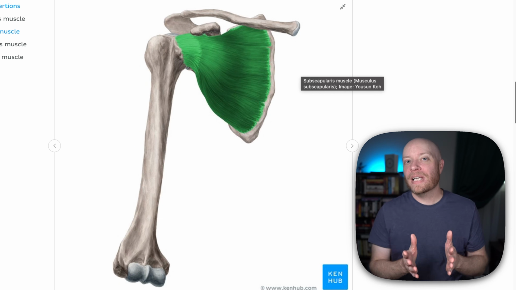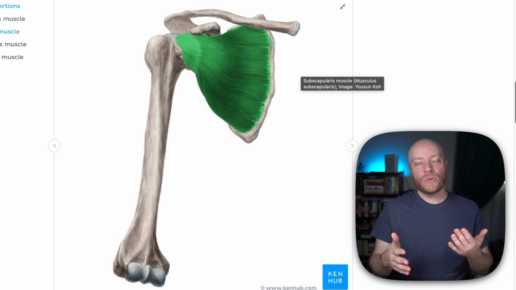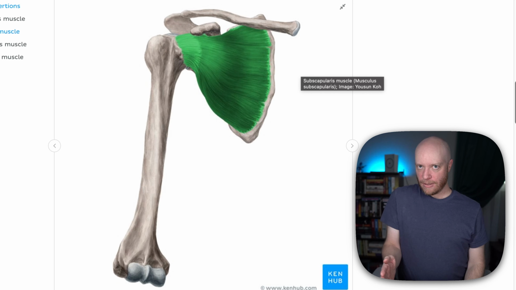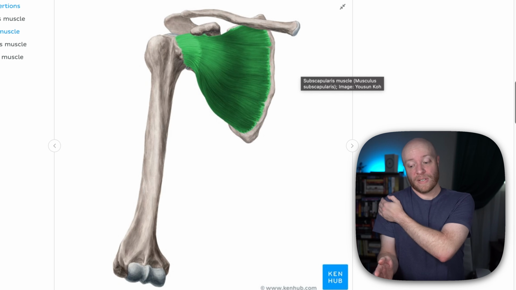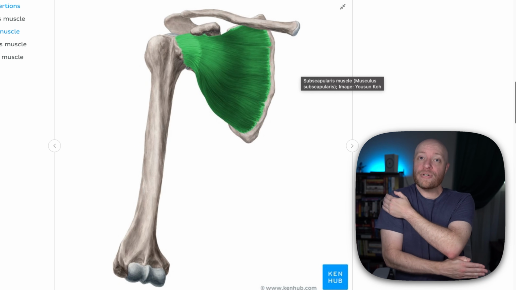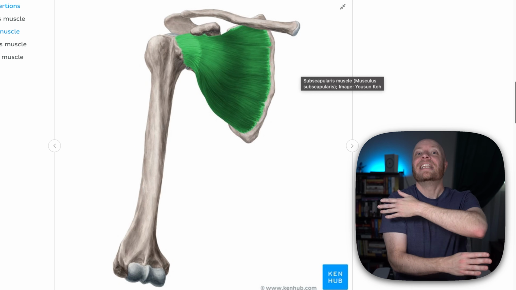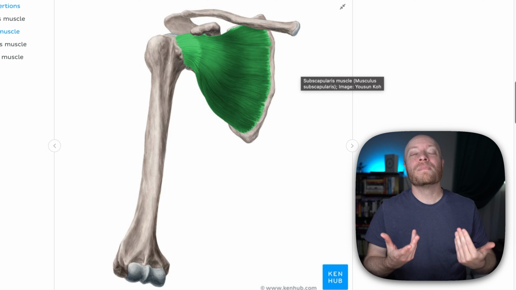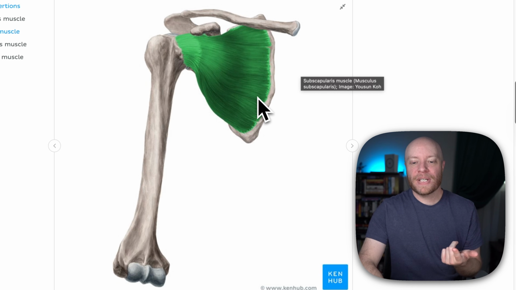The action of the subscapularis is internal rotation of the shoulder. And so what that looks like, if you just kind of go like this, right? You stick your arm out in front of you like you're shaking someone's hand. And then with your other hand, I want you to hold onto the humerus, and then I want you to rotate this hand toward your abdomen. As you do that, you should be able to feel the humerus rotating. That is what we call internal or medial rotation of the shoulder. And that is the action of the subscapularis.